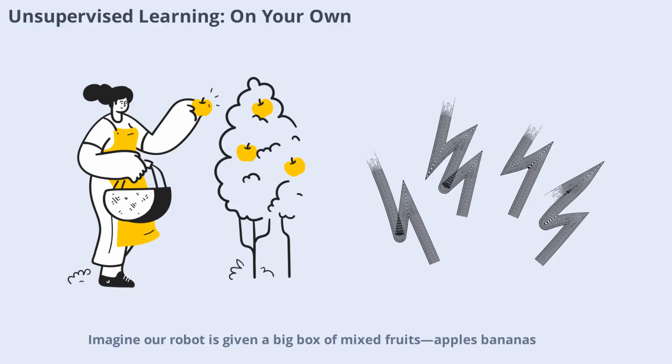Imagine our robot is given a big box of mixed fruits, apples, bananas, and oranges, but this time there are no labels or names. The robot has to figure things out on its own. It starts sorting the fruits into different piles based on color, shape, or size. In this approach, the data doesn't come with answers. The robot must look for patterns and similarities to organize the information. This is what makes unsupervised learning unique. It's all about discovering hidden structures without any guidance.